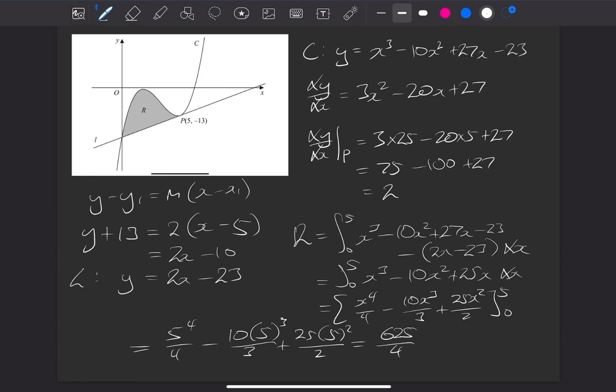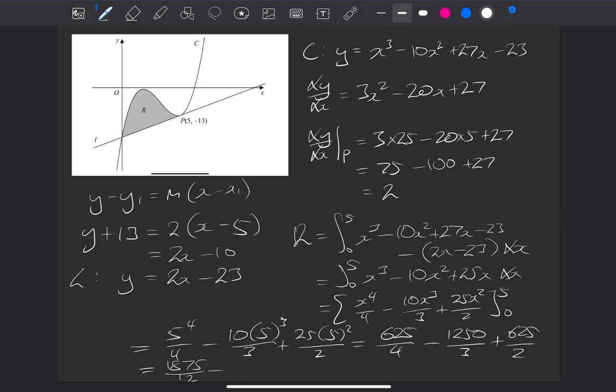So trying to evaluate all of this then, 5 to the power 4 is 625. That's still over 4. We'll have 5 cubed is 125, so this is 1,250 divided by 3. And then 25 times 5 squared, being 25, is again going to be 625, so plus 625 over 2. The easiest way to do this is probably to make 12 the denominator of all of them. So we need to multiply the first one by 3. What does 625 times 3 give us? That gives us 1,875, and now it's over 12.